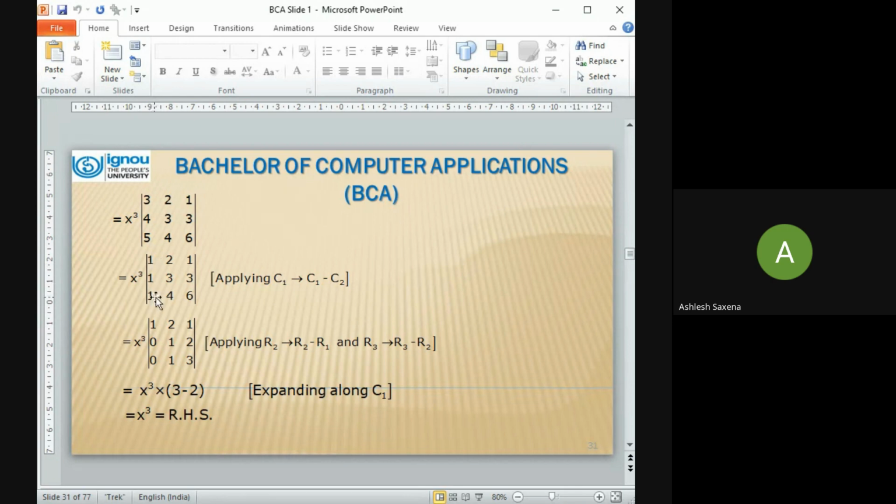this was reduced. As this was reduced, try to make the maximum numbers 0. So I normally make this by subtracting: transform R2 to R2 minus R1 and R3 to R3 minus R2. When you did this transformation, this became 0, and as soon as these became 0, split it, open it. When you open across this, only one thing will come, 3 minus 2, and everything else will be 0. 3 minus 2 is 1, and x cube is outside. X cube into 1, it will be 1. Is that clear now?